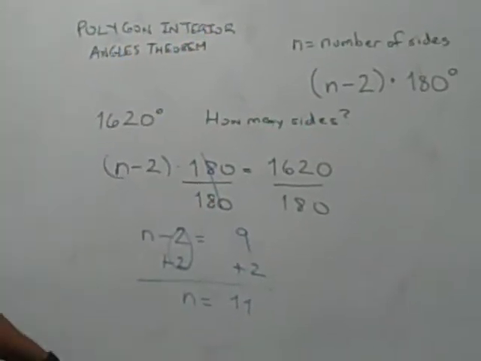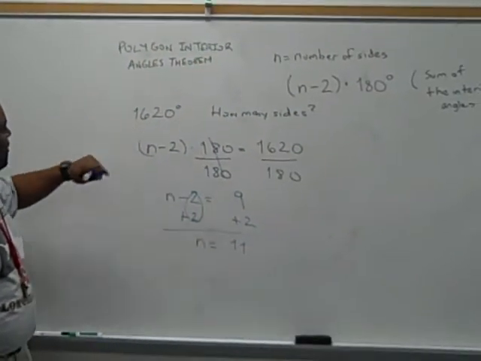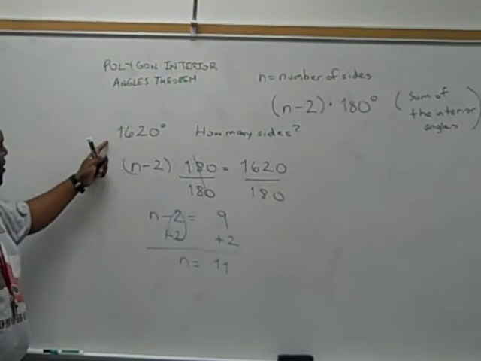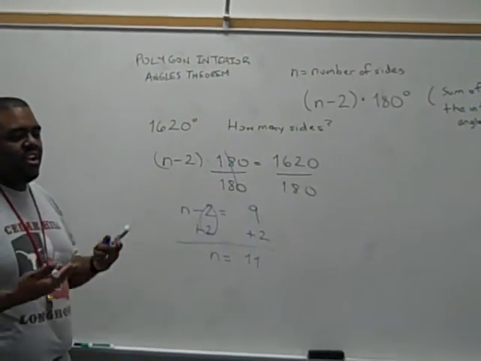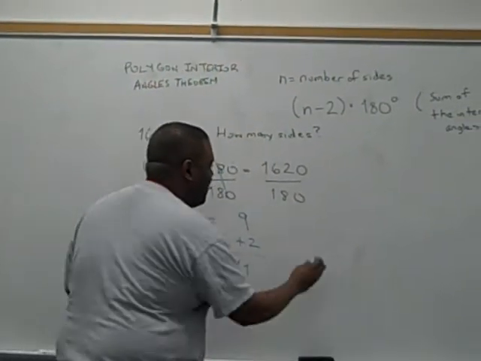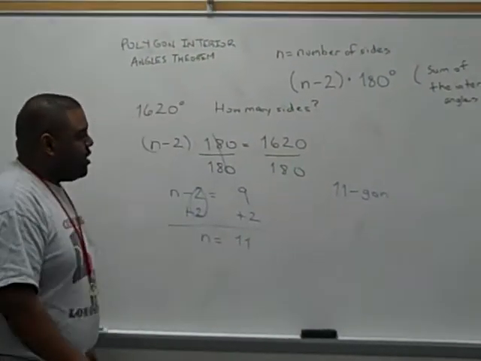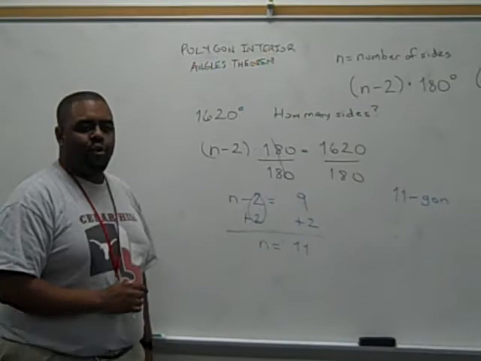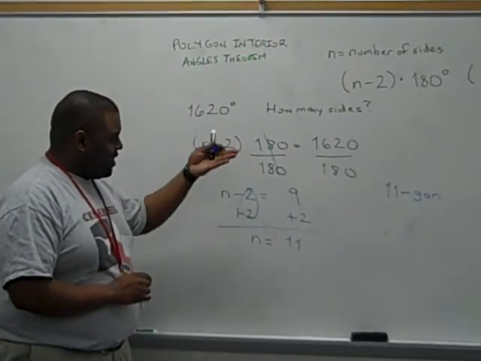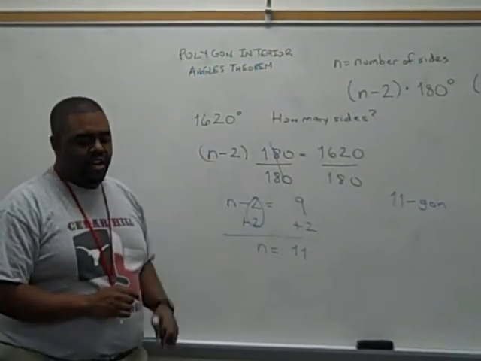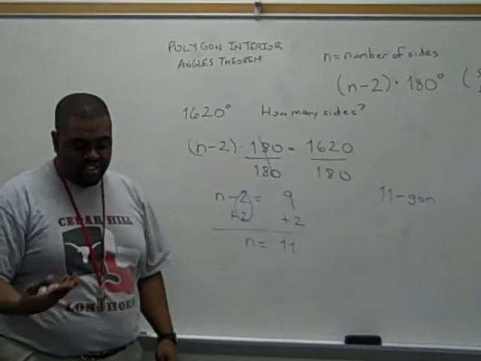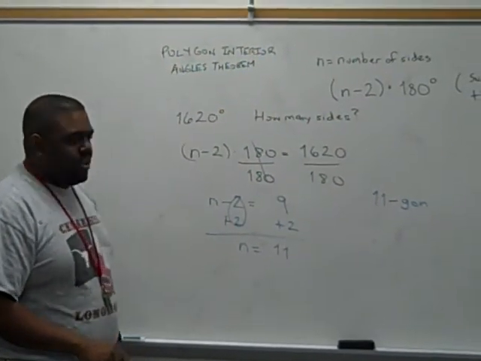So therefore, the polygon that has the sum of interior angles equal to 1,620 degrees is an 11-sided figure, or what we call an 11-gon. Okay? When you don't have a particular name for a polygon, you just stick the number in front of the word gon, and you have that polygon's name. Okay? That's possible.